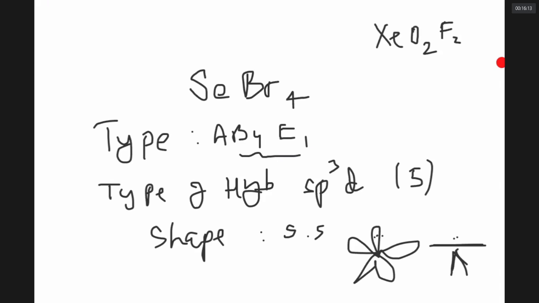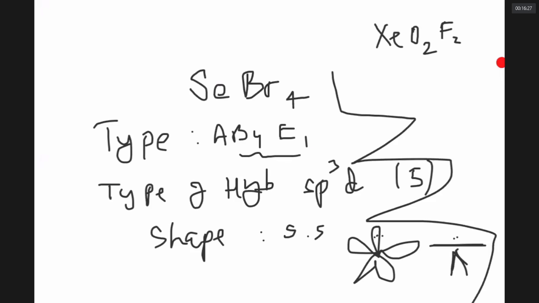XeO2F2. What is the type of molecule? AB4E1. Seesaw shape. Again, the type of hybridization is sp3d. Again, the shape is seesaw. Can you see it really?